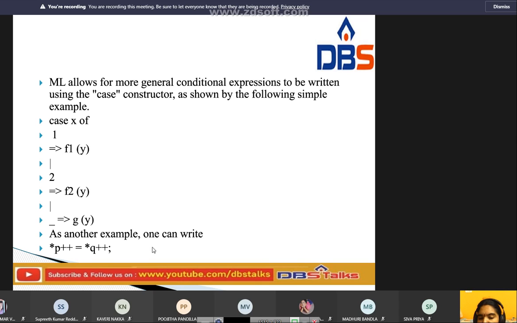Another example we can write like this: asterisk p plus plus equal to asterisk q plus plus. Here the right hand side expression yields the value pointed to by q. The left hand side is an expression that provides the r value, a reference, that is an L value.